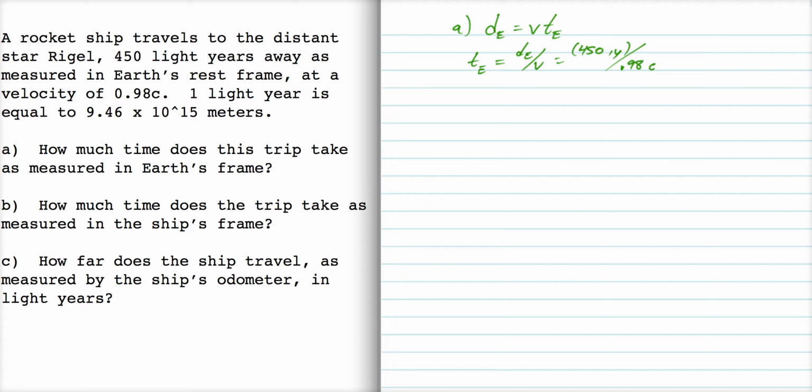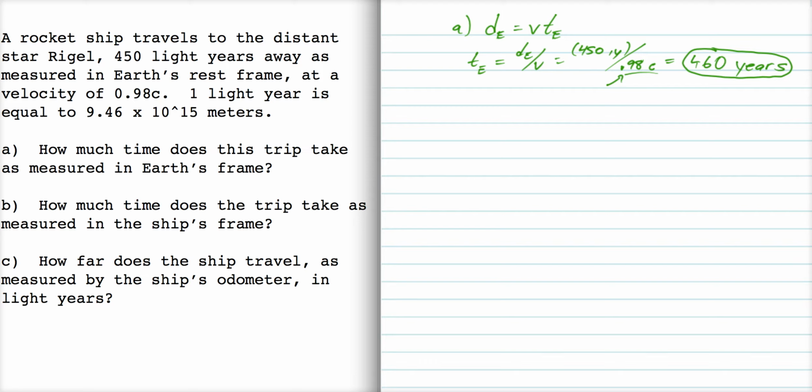is 0.98 c. Now it turns out that a light year is the distance that light travels in a year. So if you divide by the velocity relative to the speed of light, you get your answer is 460 years. Okay. I mean, if the velocity under here were just pure c, it was just the speed of light, then the time it would take to go 450 light years would be 450 years. Since we're going a little slower than that, it's 460 years.